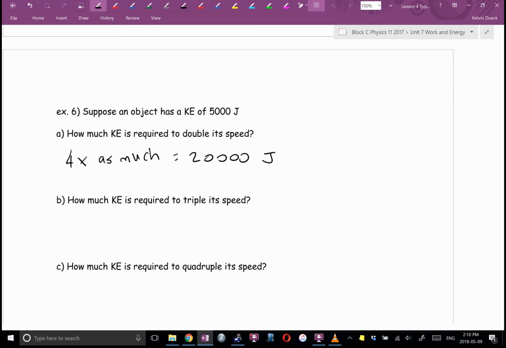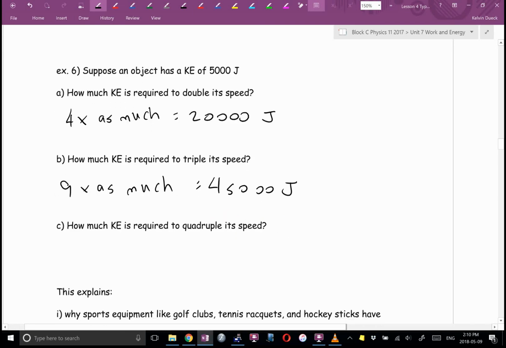What if I want to triple its speed? Triple, what number is triple? 3 squared, Emma? 9. Which I think is going to be 45,000 joules. If I wanted to quadruple its speed, it's going to be 16 times as much, which is 5,000 times 16, 80,000? Double check me.